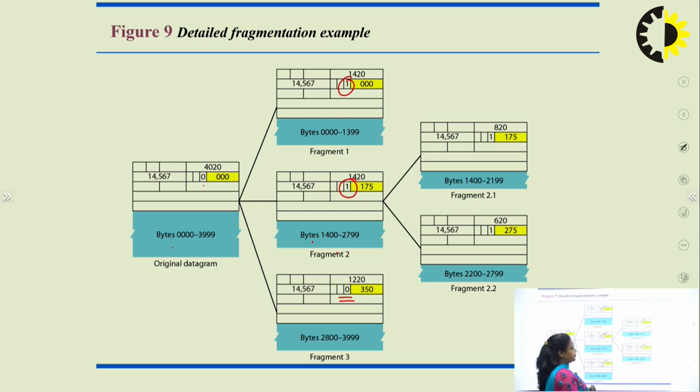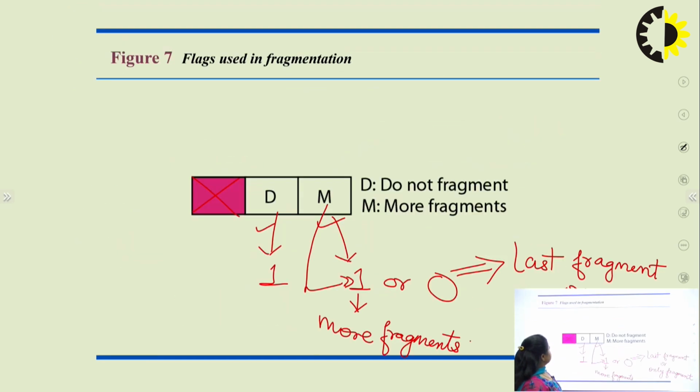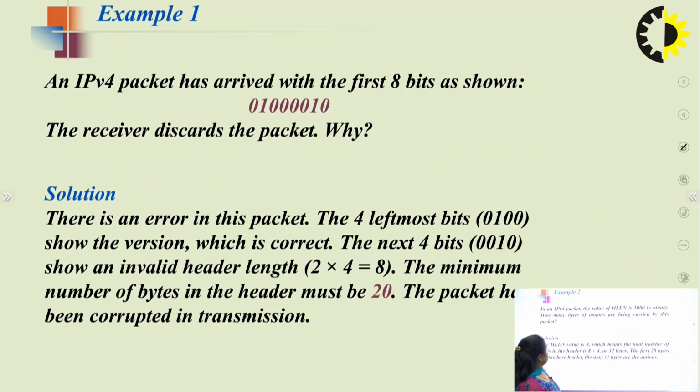So again what we have to do is calculate its offset values, right? And we have to put it as 1. Why? Because we have to show that more fragments are to come, right? This is the way we have to do the fragmentation of the data. Now let's see some examples in the class.